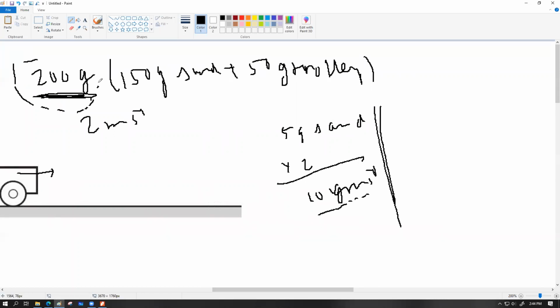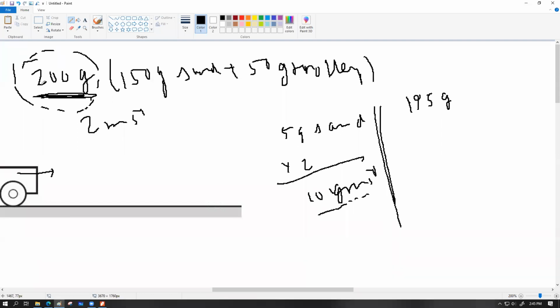Look, this was the starting mass to start with. 295 grams, sir. Not 295. Oh, 195, sorry. 195 grams would be left for the trolley and the sand and the trolley all together, because 5 grams of sand fell out. And this sand took out 10 gram meter per second of momentum. So how much would be the remaining momentum for this trolley?